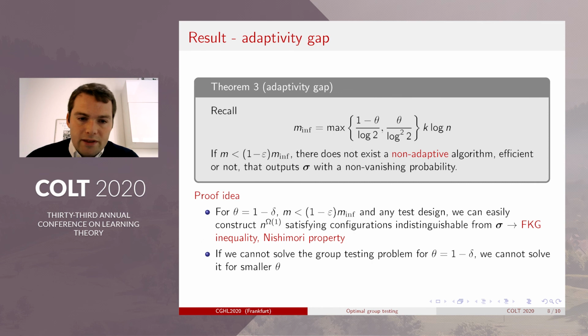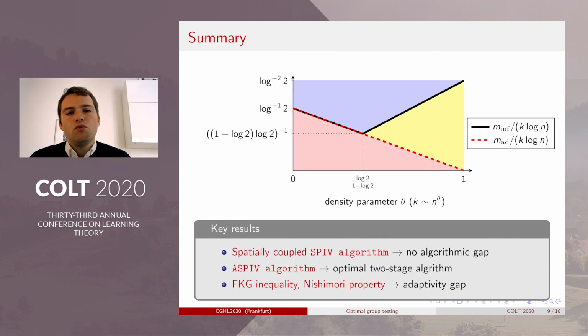How do we go about proving this? The proof consists of two steps. In the first step, we show that if theta is close to 1 and we perform less than the information theoretic lower bound number of tests for the random regular bipartite graph, for any test design, we can easily construct a large number of satisfying configurations that are indistinguishable from the true sigma. And we do this by means of the FKG inequality and the Nishimori property. In the second step, we show that if we cannot solve the group testing problem for theta close to 1, we also cannot solve it for smaller theta. And with those three results in place, the phase diagram simplifies significantly.